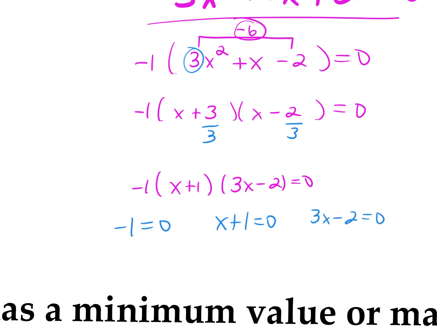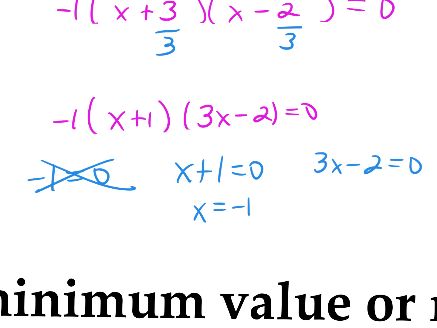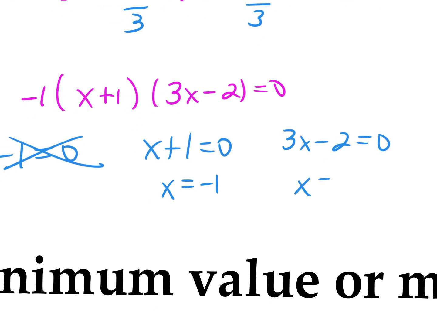Does negative 1 ever equal 0? No. If you factor out just a number, that is not going to be an intercept. But you will if you have an x attached to it. So just be careful with that. So then here, this becomes x equals negative 1. And this becomes x equals 2/3, right?